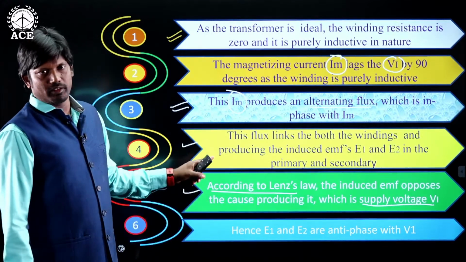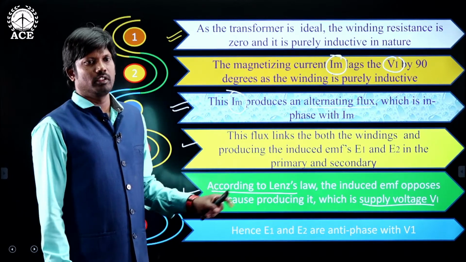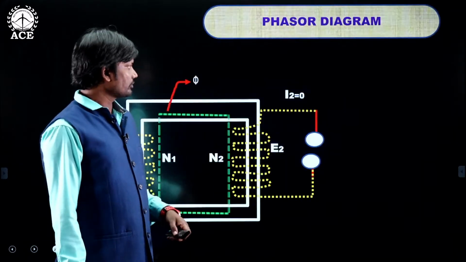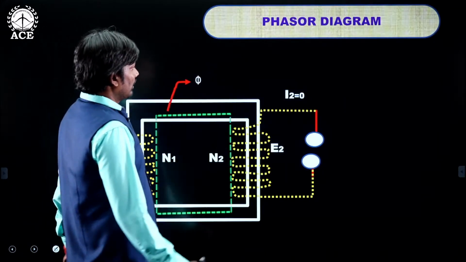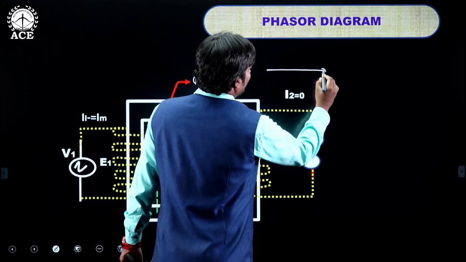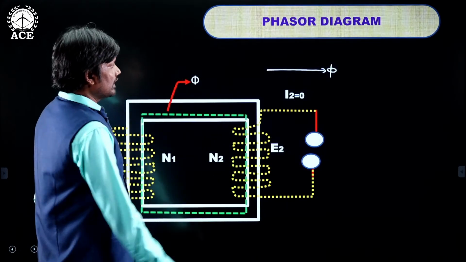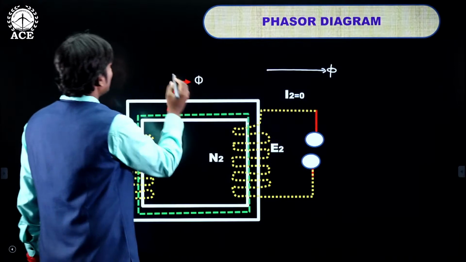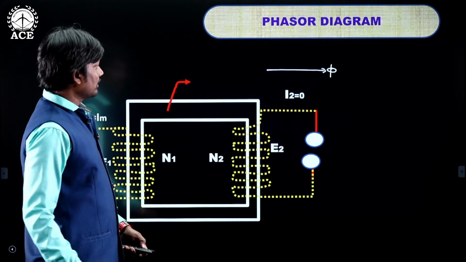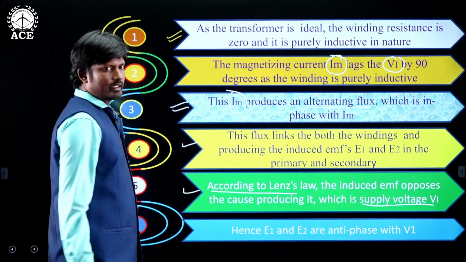These points are very, very important for drawing the phasor diagram. Now next I am going to draw the phasor diagram. For that, first I am going to take the flux as constant. So this flux is in phase with the magnetizing current.